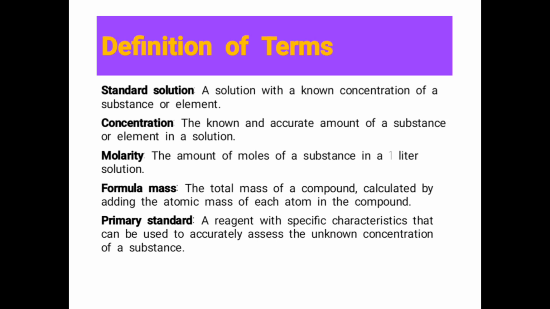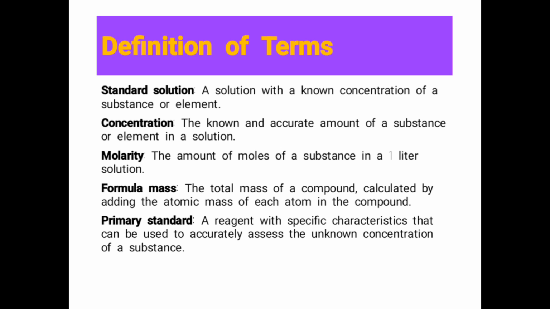Another one we need to know is the formula mass. The formula mass is the total mass of a compound calculated by adding the atomic mass of each atom in the compound. It is also called the relative molecular mass, which is the sum of all the atomic masses of elements in a particular compound.